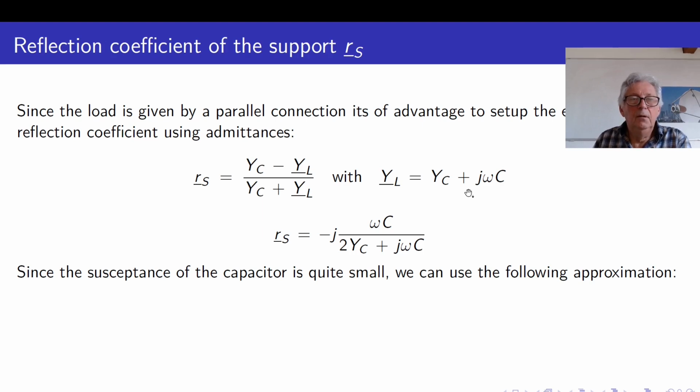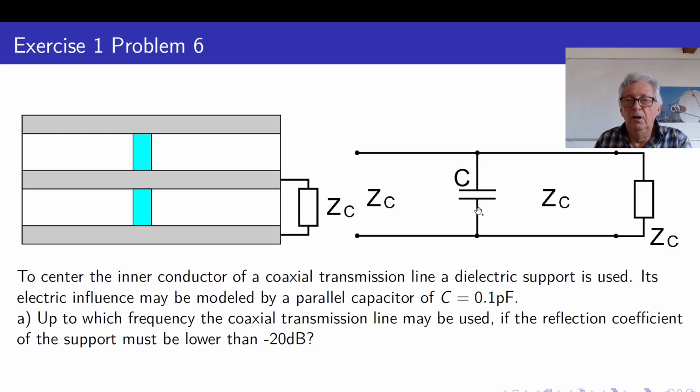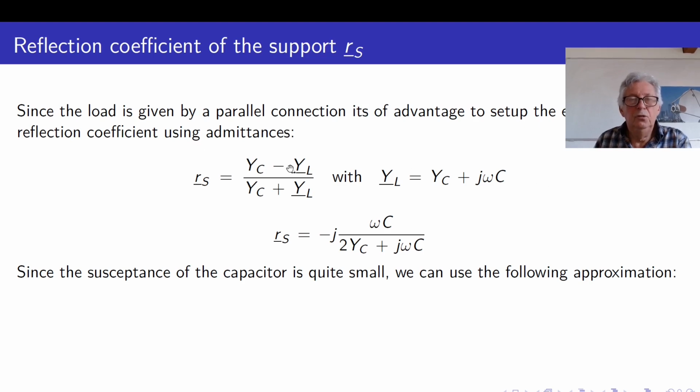And of course, since we have here, perhaps I switch back again, a parallel connection between the capacitor and the terminating resistor, we should switch to admittances. So if I want to calculate the reflection coefficient of our support, I will use this equation, and this equation is valid for the admittance.